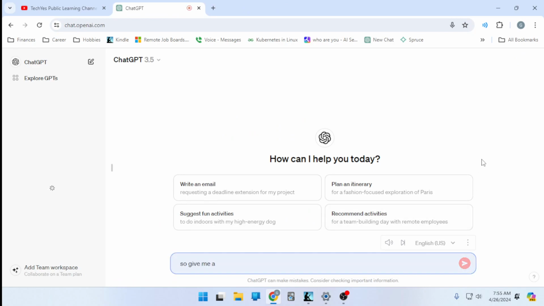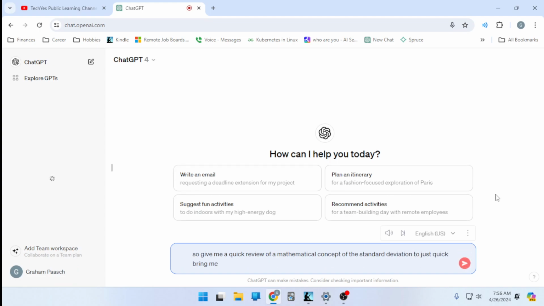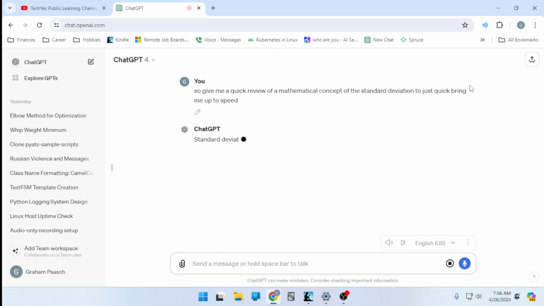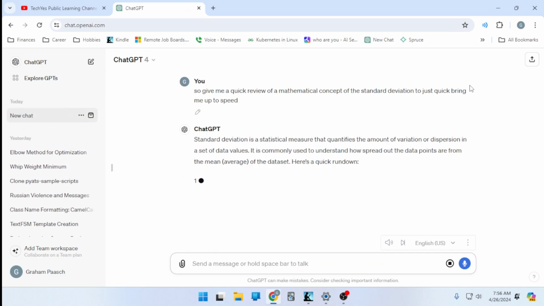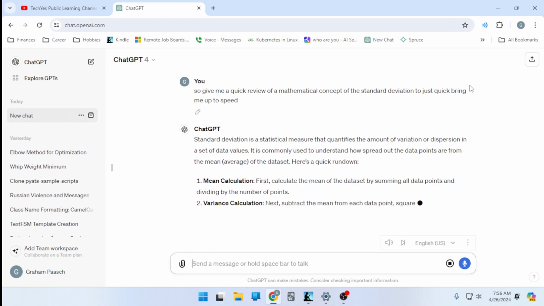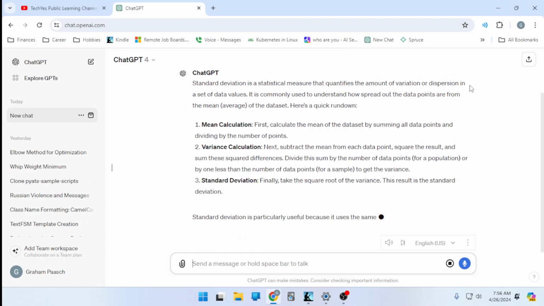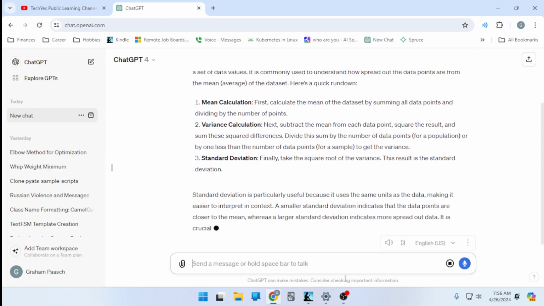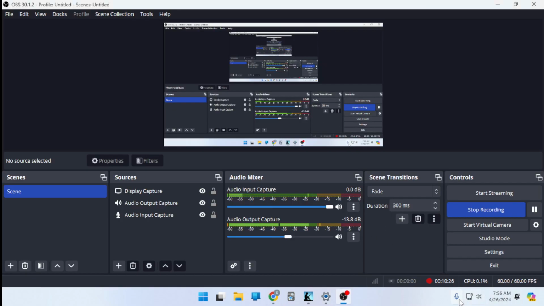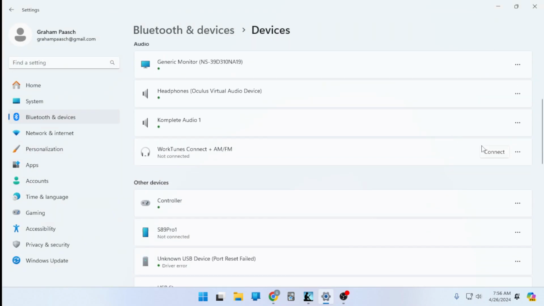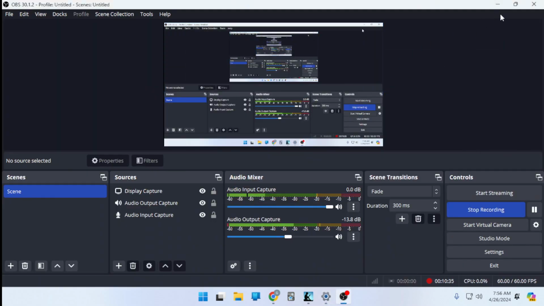So give me a quick review of the mathematical concept of the standard deviation to just quickly bring me up to speed. Standard deviation is a statistical measure that quantifies the amount of variation or dispersion in a set of data values. It is commonly used to understand how spread out the data points are from the mean average for the data set. Here's a quick rundown. Mean calculation. First, calculate the mean of the data set by summing all data points and dividing by the number of points. Variance calculation. Next, subtract the mean from each data point, square the result, and sum these square differences. Divide this sum by the number of data points for a population.